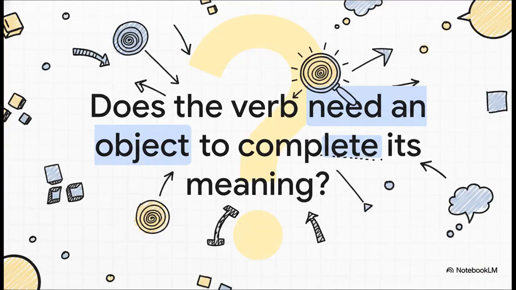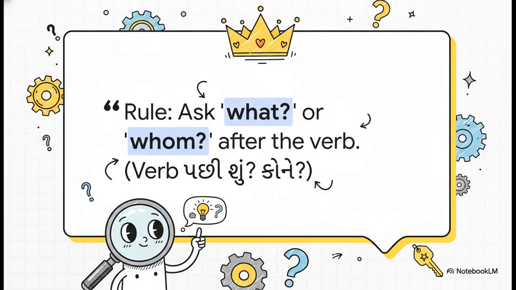So, let's start with this simple question. When you look at a verb, you have to ask yourself, does this action need a target? Does the action need to be passed on to something or someone else? That little question is the key to everything. And here it is, the golden rule. This is your new superpower. After you spot the verb in a sentence, you just ask the question, what or whom? That's it. If the sentence gives you a clear answer, you've just discovered something really important.